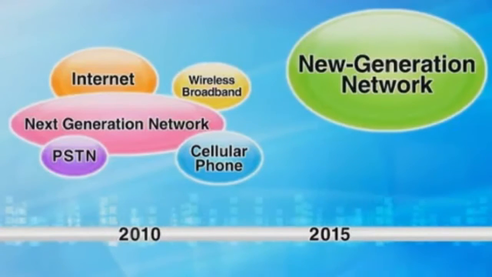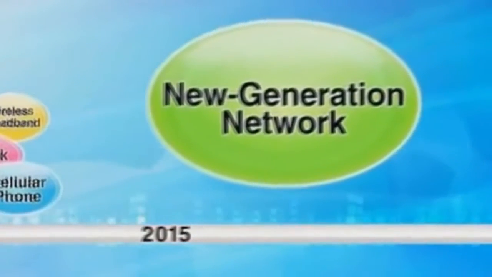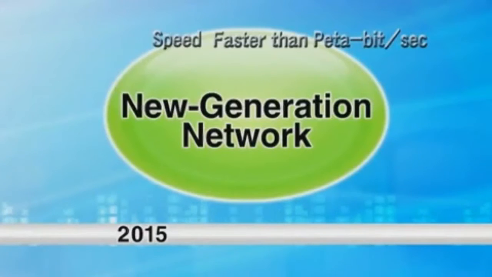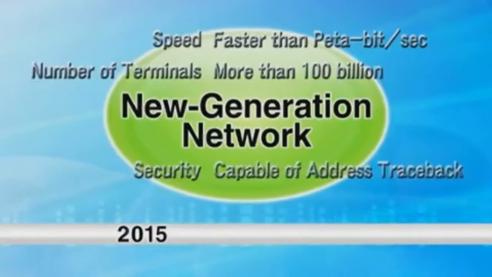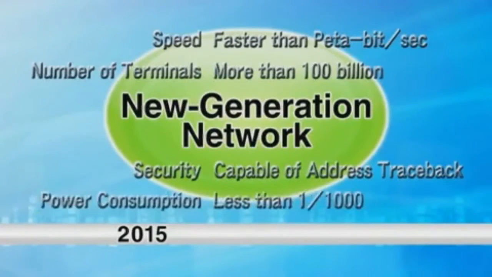One of the key features of this network is its high speed. Speeds greater than 1 petabyte will be achieved. It can support up to 100 billion terminals with the ability to connect to virtually any device. It will enable tracing of malicious activities to prevent DoS attacks and spam emails. Power consumption will be less than 1,000th of that for the existing networks.